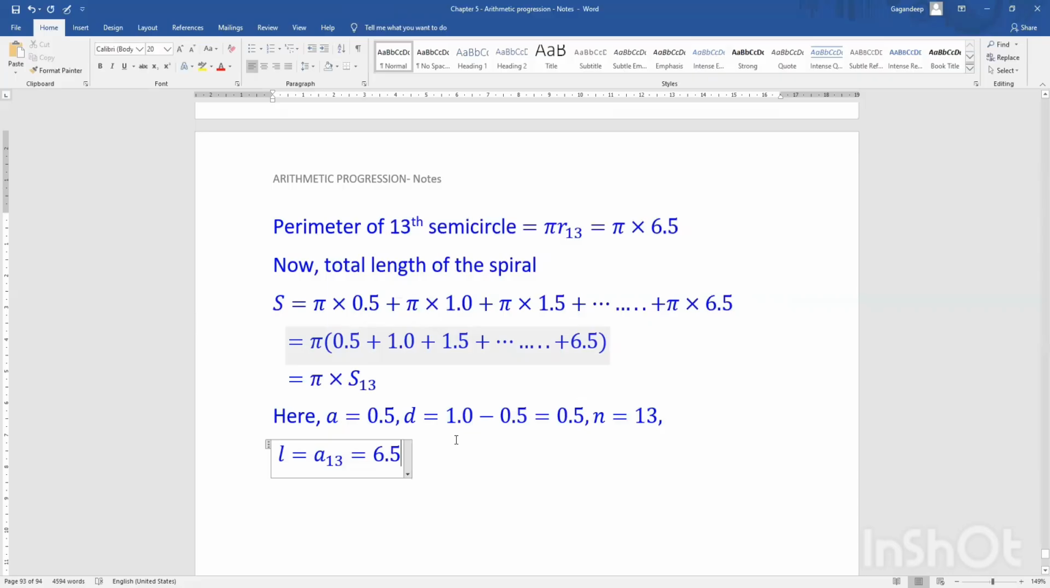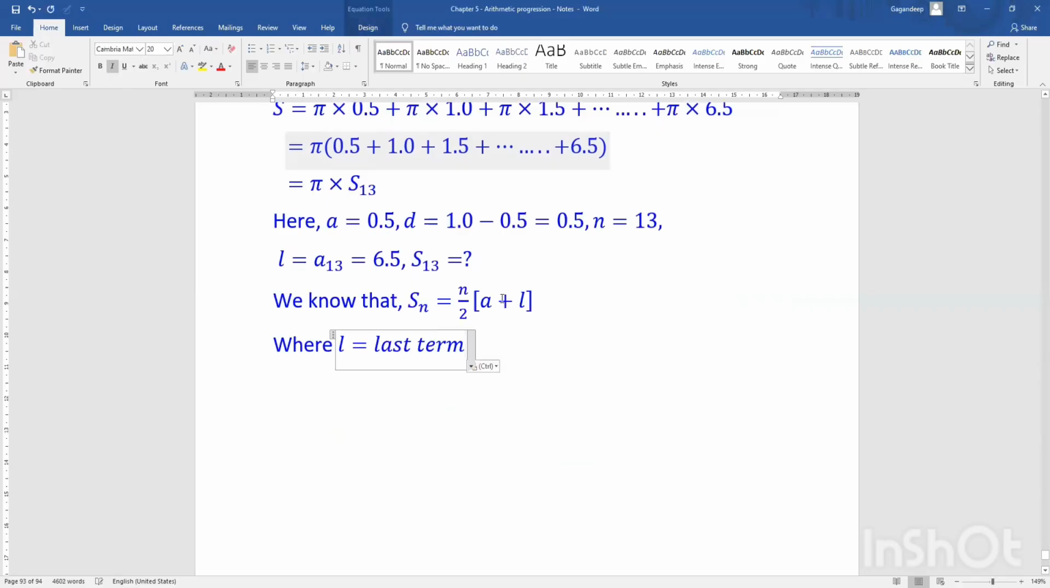And then we need to find out S13. We need to find out. Okay. Now we know that Sn is equal to n by 2 into A plus L, where L is the last term, right? So now S13 I'm going to find out.